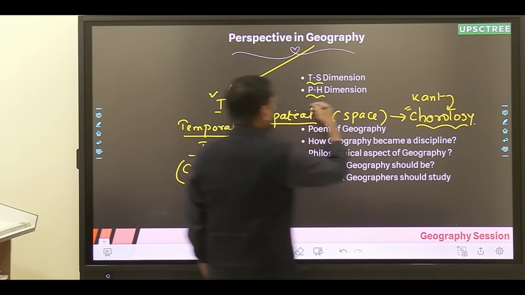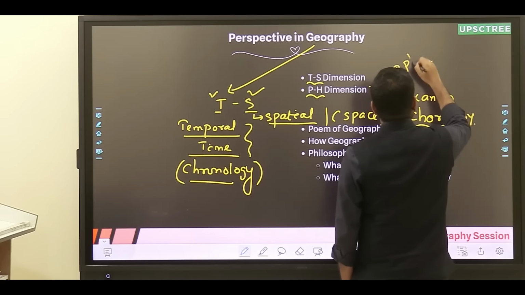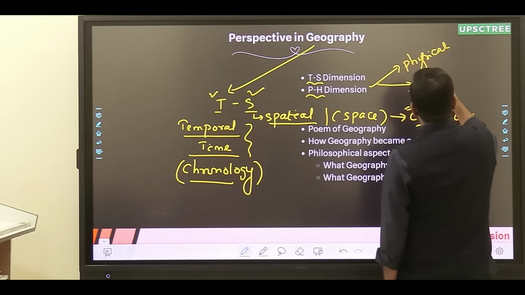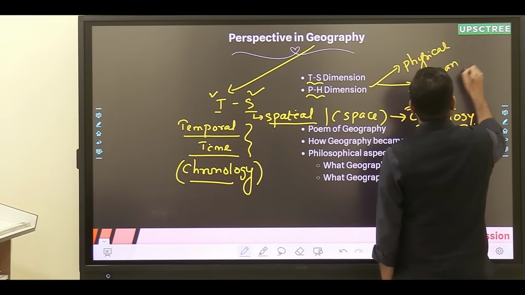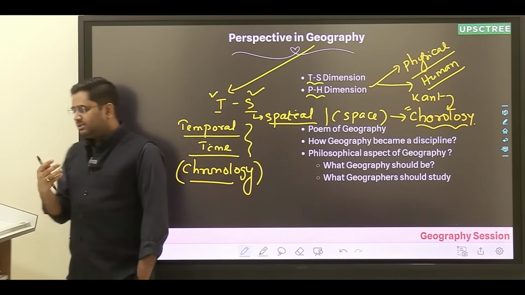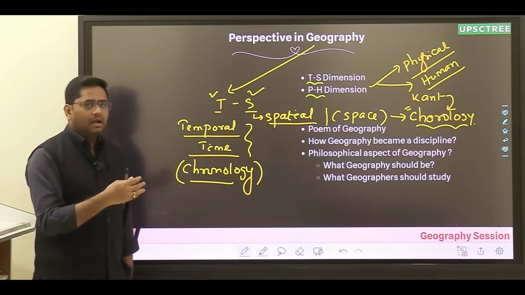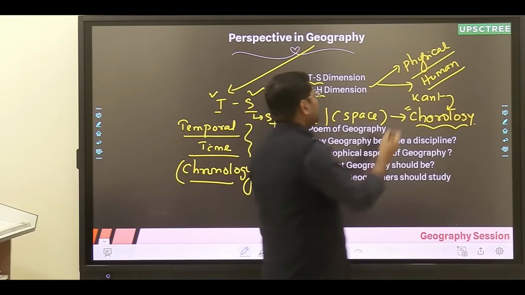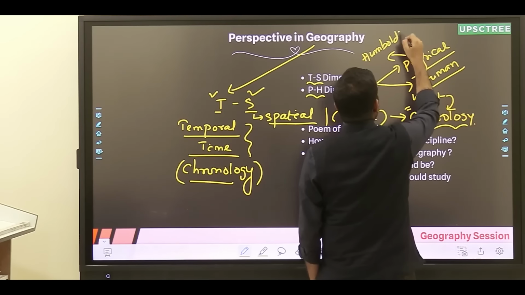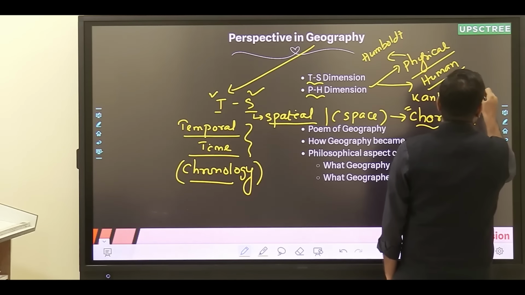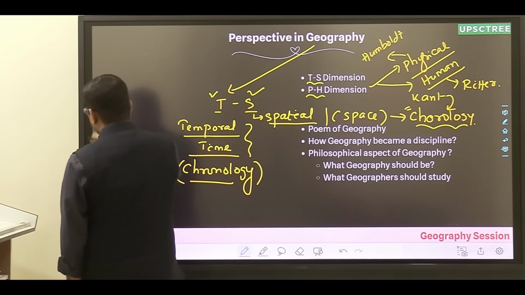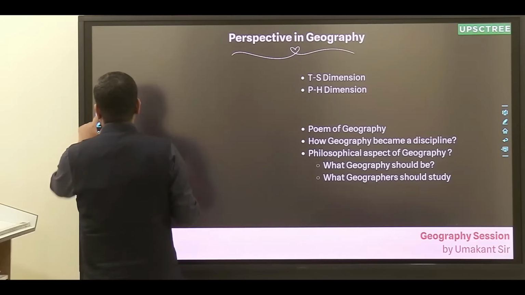Now, apart from this, there are two more dimensions. Some of the geographers focus on physical geography, while others focus on human geography. For example, we have Alexander von Humboldt. He emphasized that a geographer should do physical geography, whereas Carl Ritter will talk about human geography. Physical geography, say Humboldt, whereas human geography is given emphasis by Ritter. Okay, we'll discuss that in detail anyway. So keep these two important dimensions in mind.